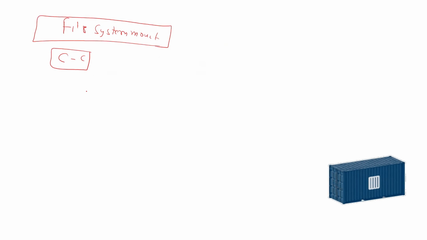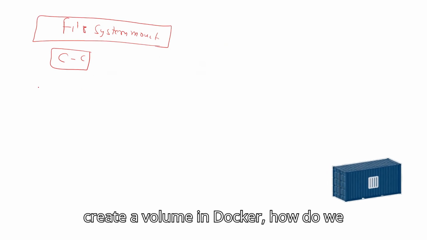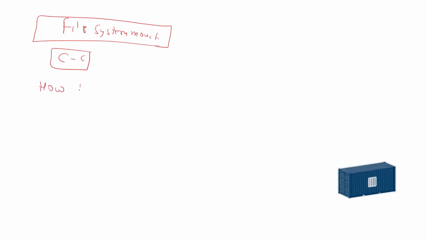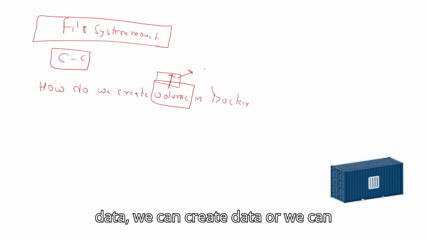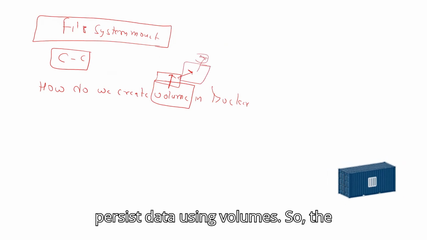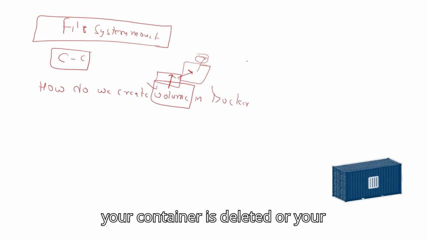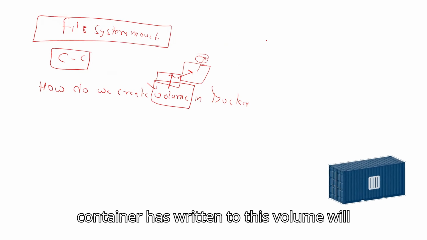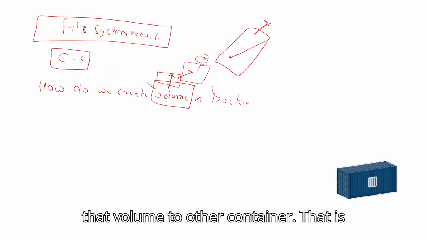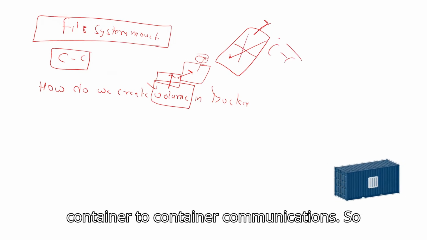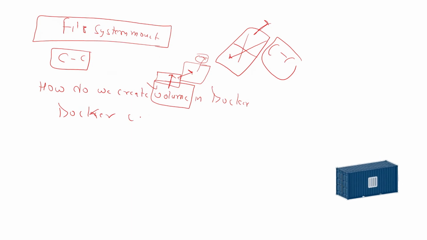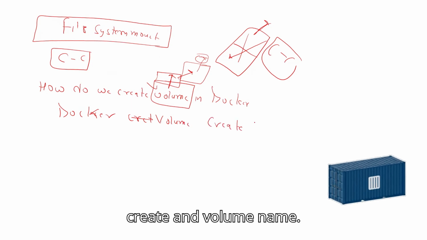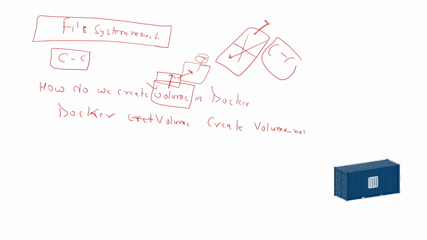For that, we need to create a volume. How do we create volumes in Docker? What is a volume? Volume is the way we can store data and persist data. The benefit of using a volume is that even though your container is deleted or stopped, whatever data the container has written to this volume will always be persisted, and we can access that volume from another container. That is the advantage, basically container to container communication. So how do we create a volume? The command is docker volume create and the volume name, whatever you want to give it.